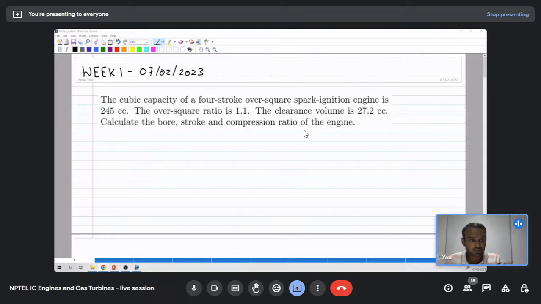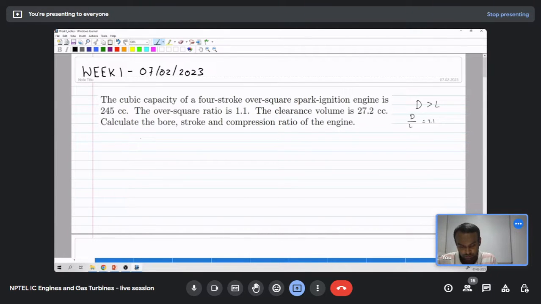So can someone explain what over square engine means? D is greater than L, sir. Yes, so D is greater than L. So when they say the over square ratio, then it should be D by L is 1.1.